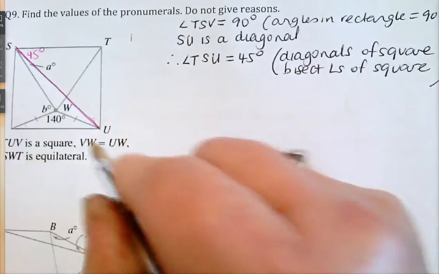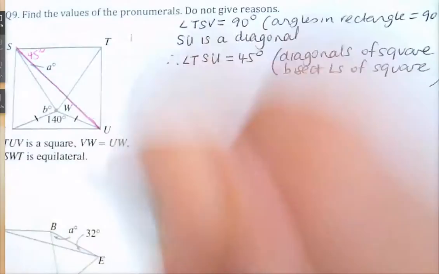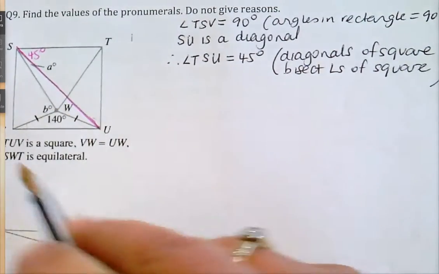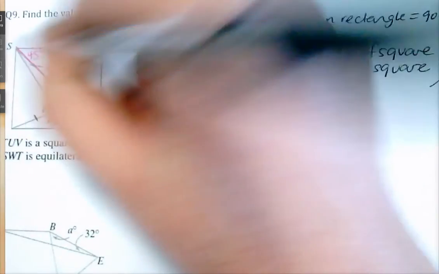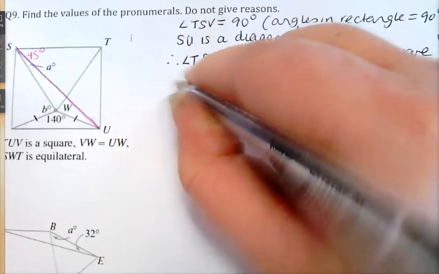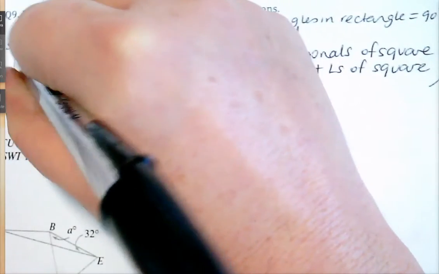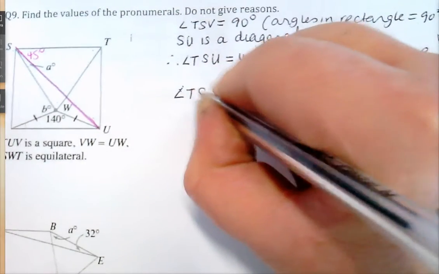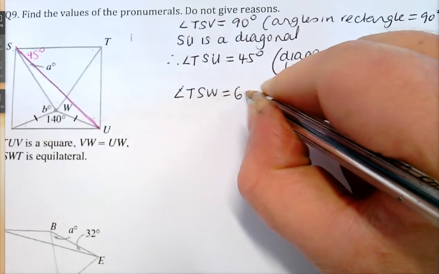We've nearly found A. We also know here that VW equals WU. That means that that's an isosceles triangle. But we also know that triangle SWT is equilateral, so we know that all the angles are 60. So we've got 60, 60, 60. So that whole thing is 60, by the way. So angle TSW is equal to 60 degrees.